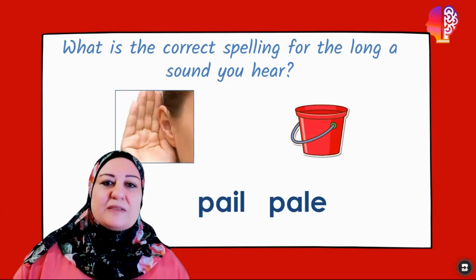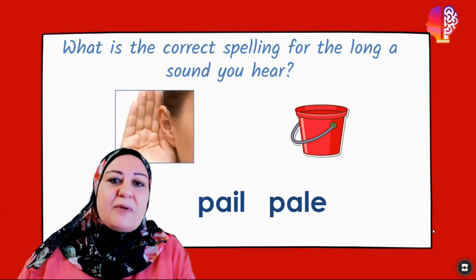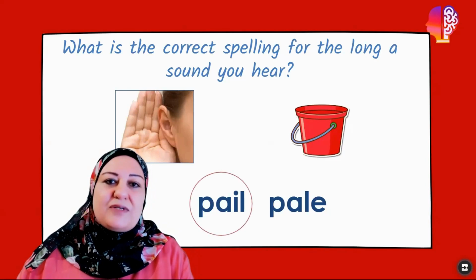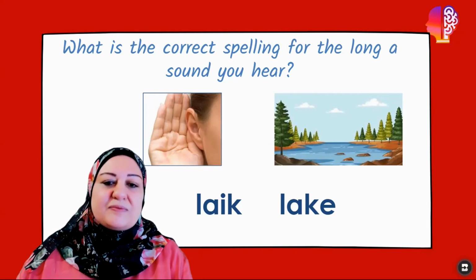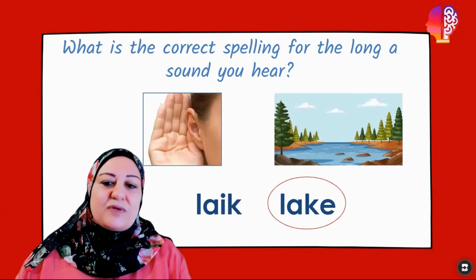So let's practice a little bit. What is the correct spelling for the long A sound that you hear in the word pale? Like you see in the picture there, pale. That's right, P-A-I-L. The A-I in the middle of that word creates the long A sound. How about the word lake? When you go fishing in the lake, which is the correct spelling of the word lake? L-A-K-E is the correct spelling of lake.